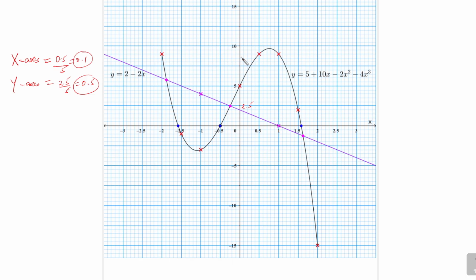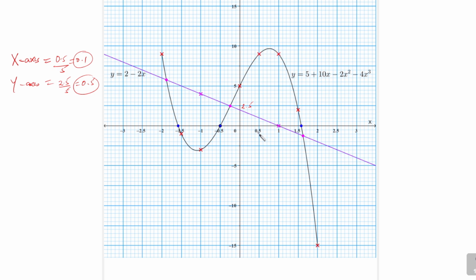So after you have plotted all these points, it is time to join those points using a smooth curve. Now I want to explain something to do with this part. If you want to ensure that you are very accurate, you cannot join these 2 points using a straight line. You need to make a curve here.